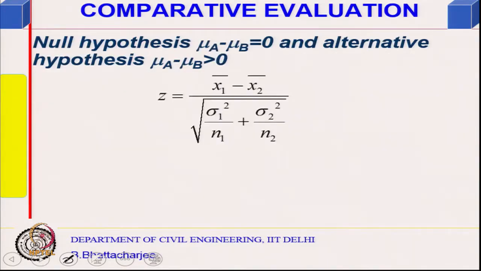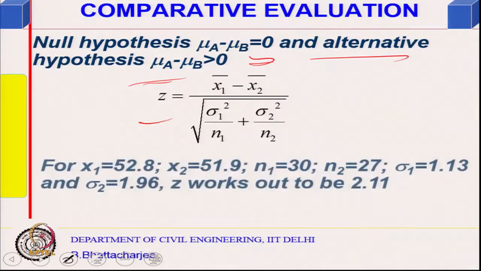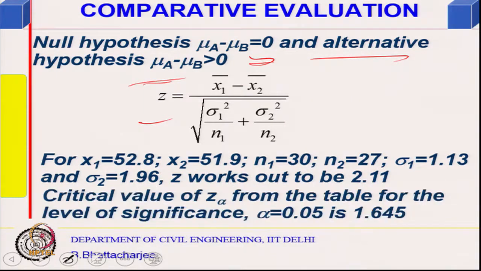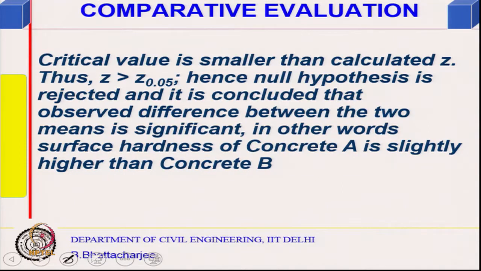And then, this is the Z value. The null hypothesis is that mu A minus mu B is equal to 0, and the alternative hypothesis is that mu A is greater than mu B, because the mean of one concrete is better than the other. We did this hypothesis testing and calculated using the statistical formula, and all these values are here. We found the critical Z alpha value for this case, with a level of significance alpha equal to 0.05, to be 1.645, and used statistical hypothesis testing, right.